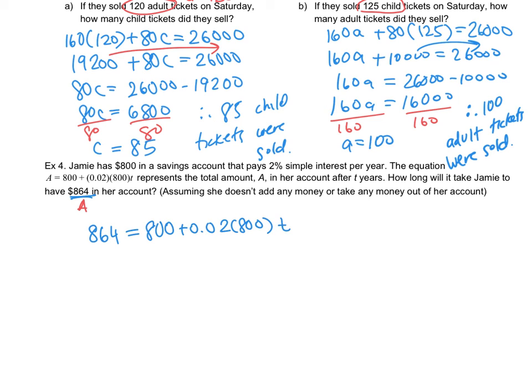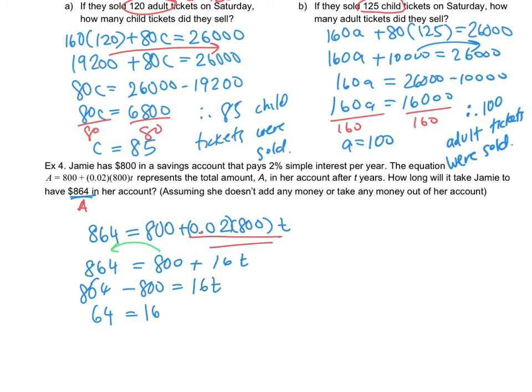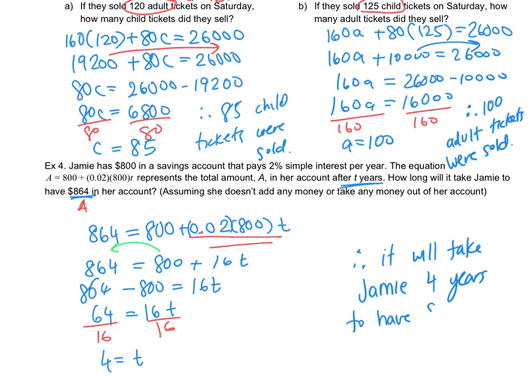One thing that's looking a little weird right now is having these brackets here. So I'm just going to simplify that multiplication because it has to get done eventually. That just becomes 16t. Now we're back to basics. Let's kick that 800 to the other side. It becomes subtraction, so that's 64. And like most of our final steps, divide out that coefficient and we get 4 for t. If you forgot what that represented, it does represent the number of years. So therefore, it will take Jamie 4 years to have $864 in her account.